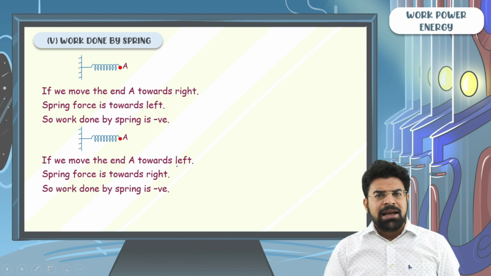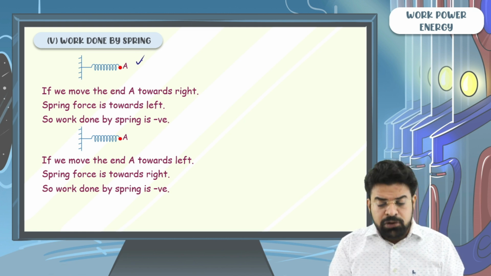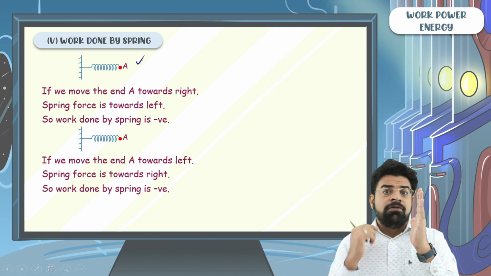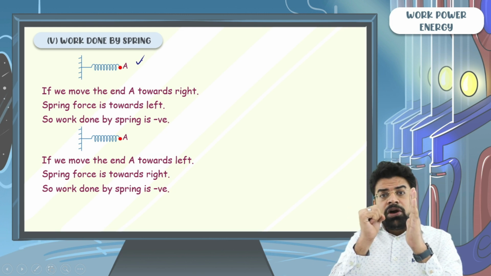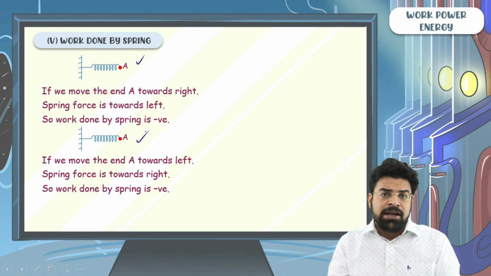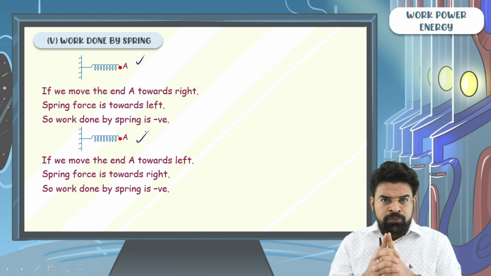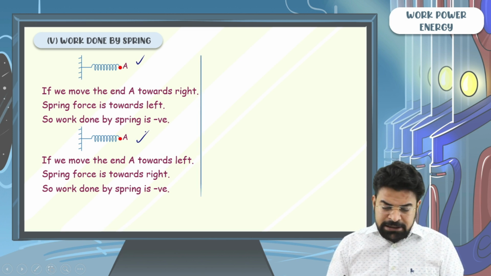So sir, can I say that the work done by the spring is always negative? Because I learned that when you compress the spring from natural length, the work done by the spring is negative. When you elongate the spring from natural length in the second part, the work done by the spring is again negative. So can I say that work done by the spring is always negative? No, that will be wrong. Why? Let's see this case.